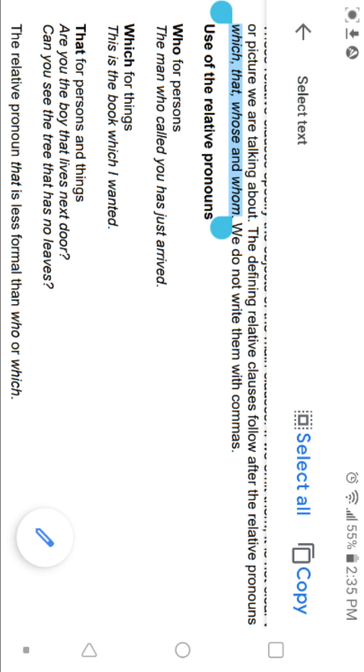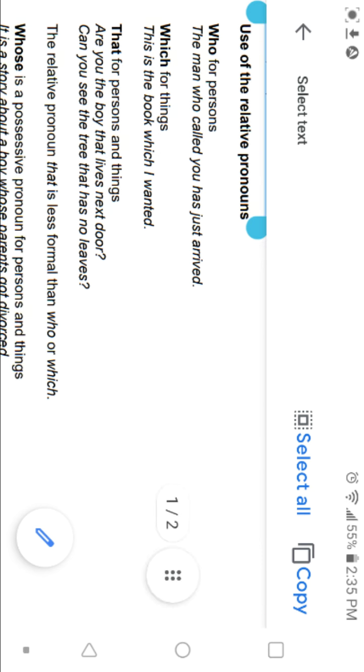Whenever these relative pronouns are used in a defining relative clause, we do not use a comma in the case of the defining, restrictive one. Okay, we have subjective, objective, and possessive pronouns, which differ.